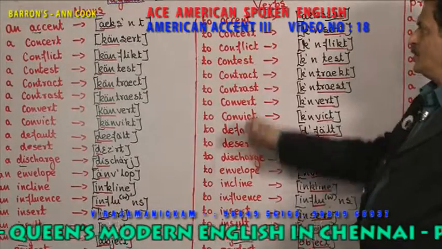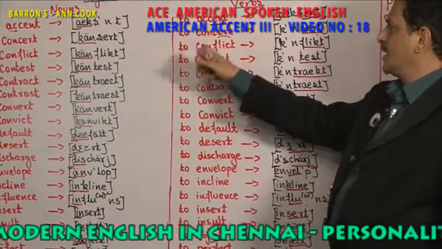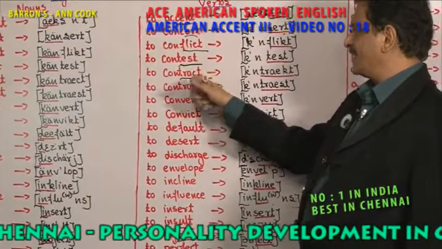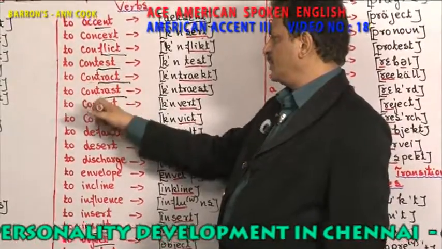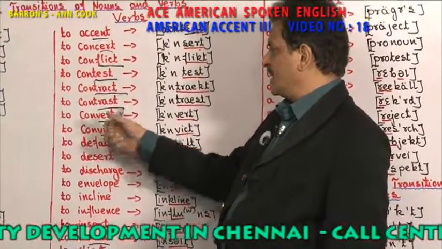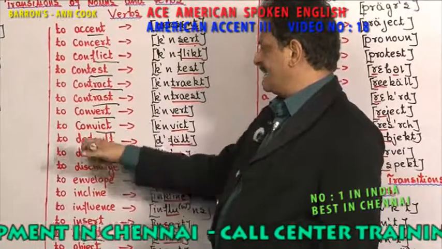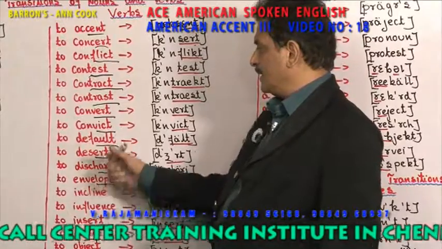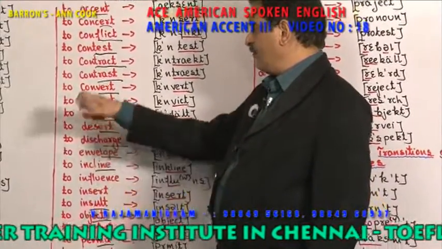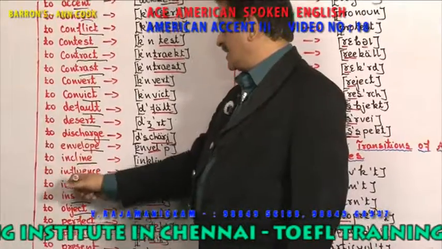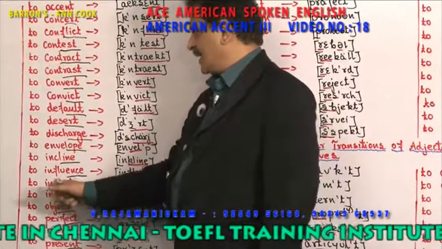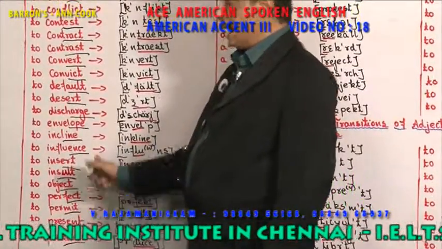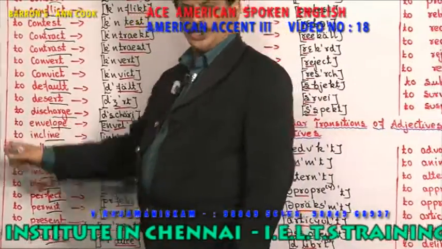Accent, to accent; concert, to concert; conflict, to conflict; contest, to contest; contract, to contract; contrast, to contrast; convert, to convert; convict, to convict; default, to default; desert, to desert; discharge, to discharge; envelope, to envelope; an incline, to incline; an influence, to influence; an insert, to insert; an insult, to insult; an object, to object; perfect, to perfect; permit, to permit; a present, to present; produce, to produce.